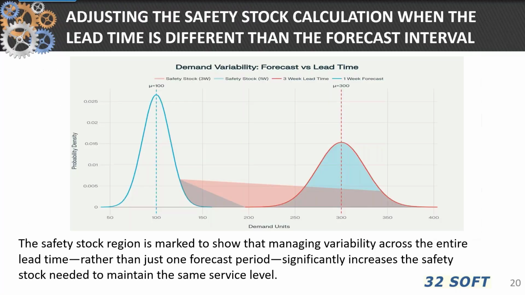Adjusting the safety stock calculation by taking into account lead time that is different from the forecast interval is critical to this safety stock calculation. Here is the normal distribution graph illustrating how safety stock is adjusted when lead time intervals are different from forecast intervals: the forecast overlay of demand distribution for a single forecast interval and extended over the lead time. The safety stock region is marked to show managing variability across that entire lead time.